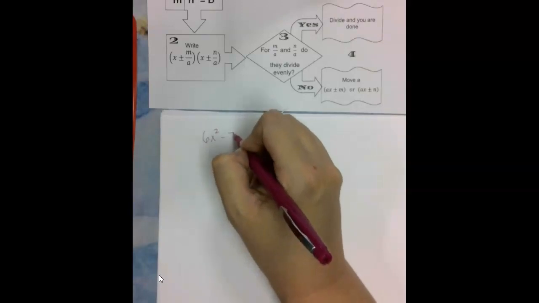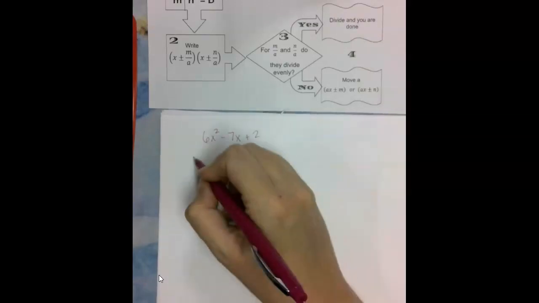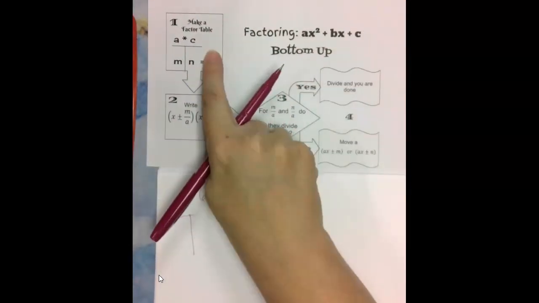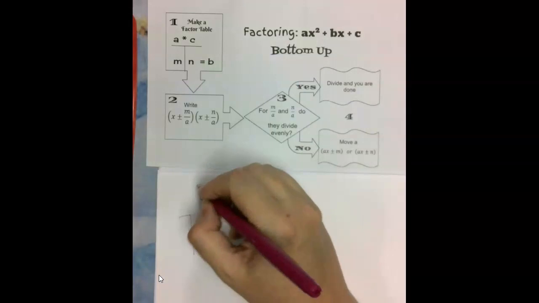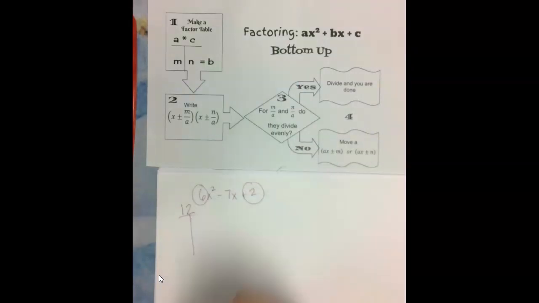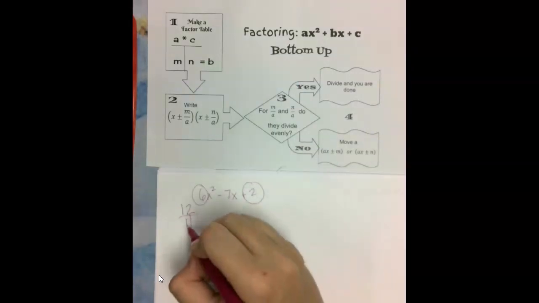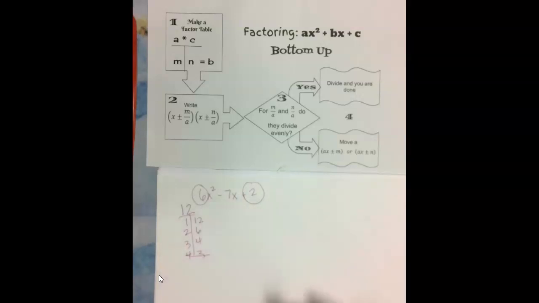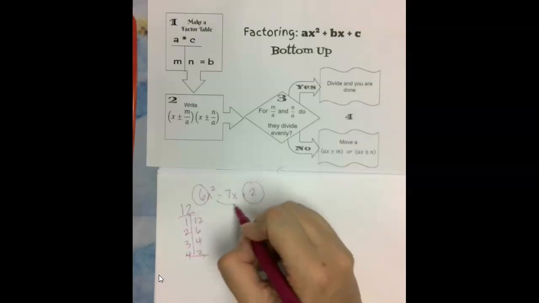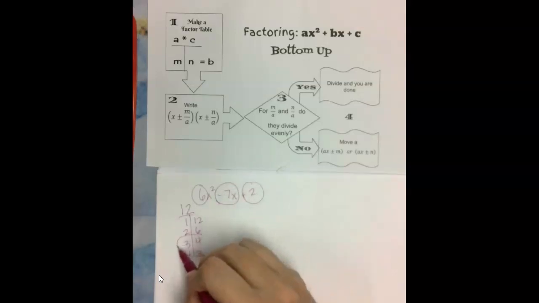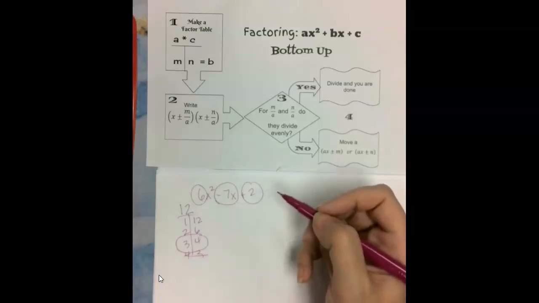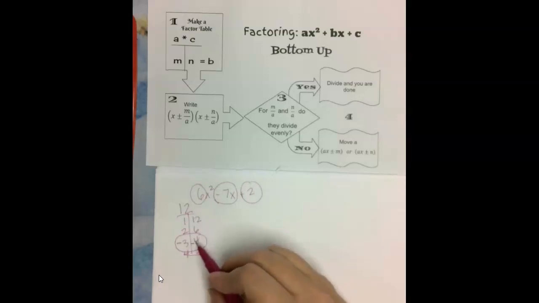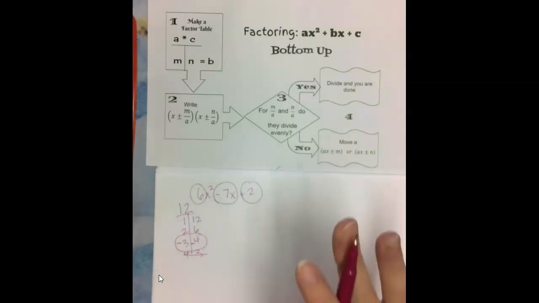6x squared minus 7x plus 2. First step, make the table. 6 times 2. This is 12. 1 and 12, 2 and 6, 3 and 4, 4 and 3. Oops, that repeats, so I'm done. What's going to get me a negative 7? Well, 3 and 4 would get me positive 7. But to get a negative, I need both of these guys to be negative. Negative 3 and negative 4 makes negative 7. Okay, that's the one I need.